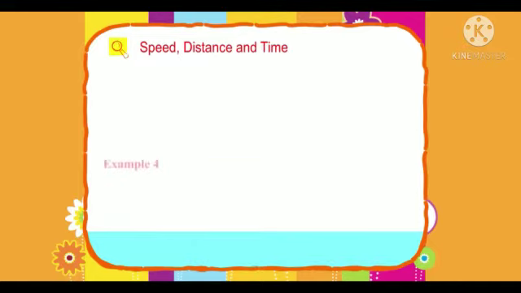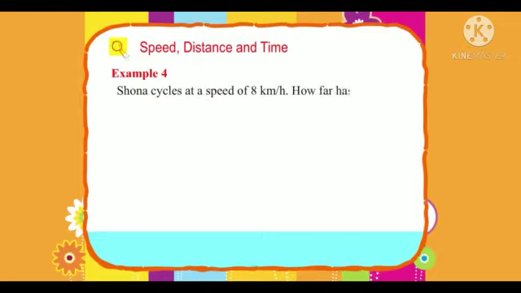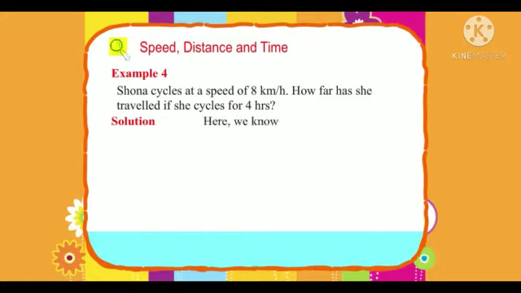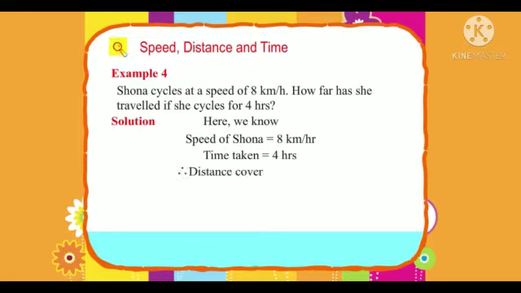Example. Shona cycles at a speed of 8 kilometers per hour. How far has she travelled if she cycles for 4 hours? Solution. Here we know speed of Shona is equal to 8 kilometers per hour. Time taken is equal to 4 hours. Therefore, distance covered by Shona is equal to speed into time. So, 8 kilometers per hour into 4 hours. 8 fours are 32. 32 kilometers.